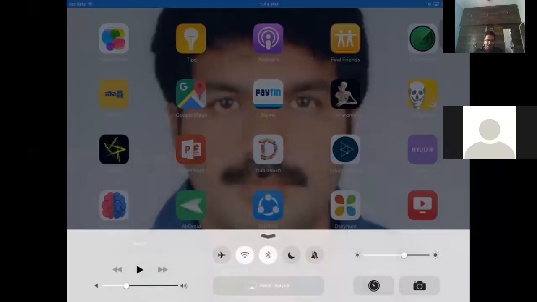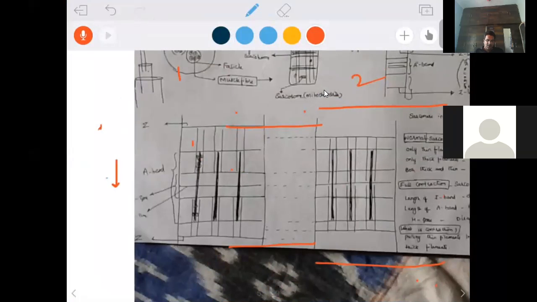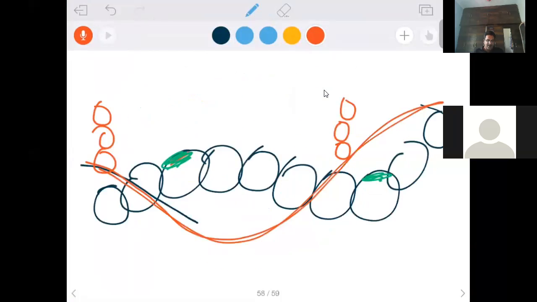Yes, moving on with the muscle contraction. We have completed the thin filament side, and now we are moving to the thick filament side. I'll remind you that the thin filament has three components: actin, troponin, and tropomyosin.